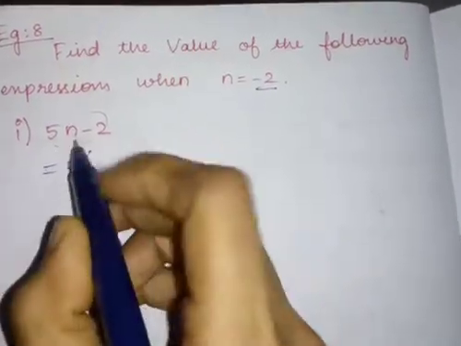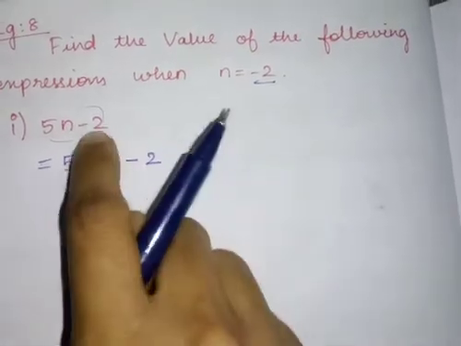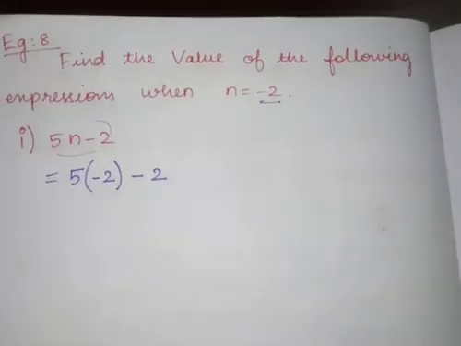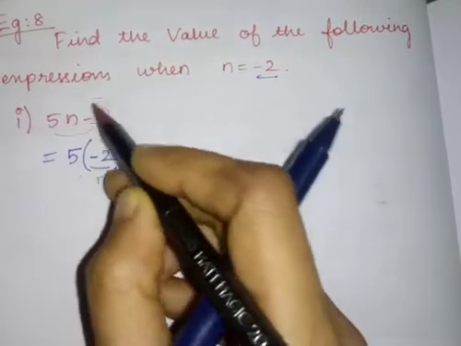What is the n value, children? Minus 2. Above 5 into minus 2. Then this is 1 minus 2. Okay, this is the n value. This bracket minus 2 is the n value. This minus 2 is this one.